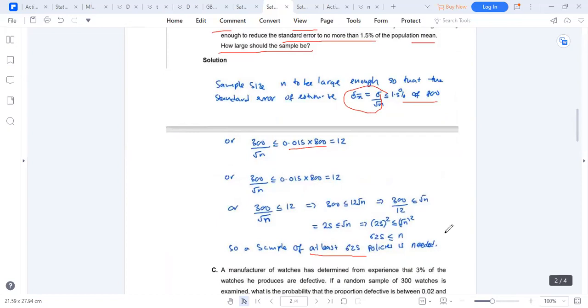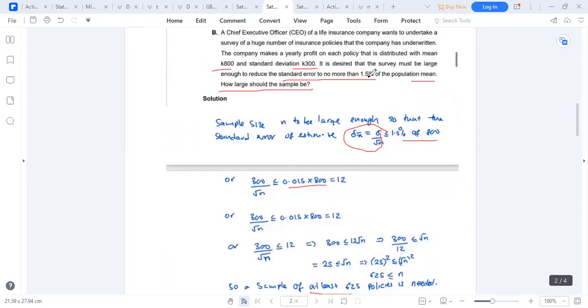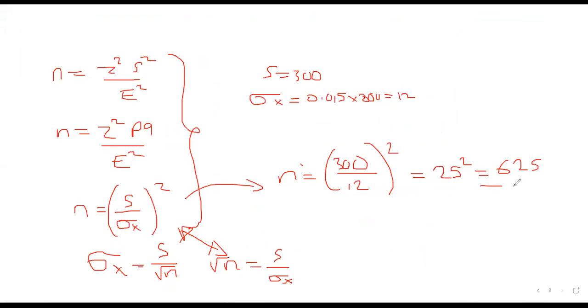So the sample should be at least 625. That is the minimum sample size that we need for us to do what? Less than 1.5 error. So it's the same thing that I've done here, but in a simpler way. So this is how we find our sample size. So it should be at least what? 625 policies. Are we together? Okay, we proceed.